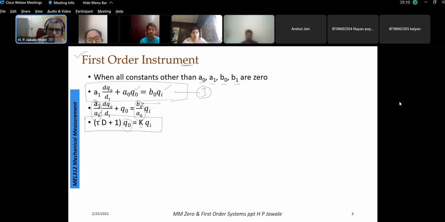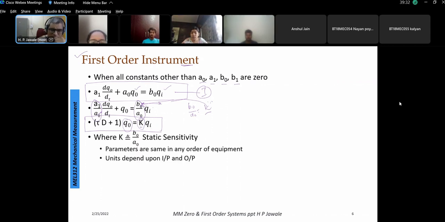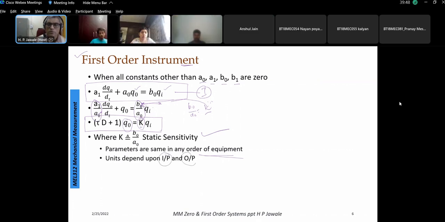Now I think we already defined this for the zero order system, that the value of B0 upon A0 we represented as the static sensitivity k. So the same we are going to apply here. So this is static sensitivity times Qi, and then this A1 by A0 will be represented as tau. Where k is the static sensitivity that we have already studied, the parameters are the same in any order of the equipment. So this static sensitivity is going to remain there as a factor, and its unit depends upon the input and the output of the system.